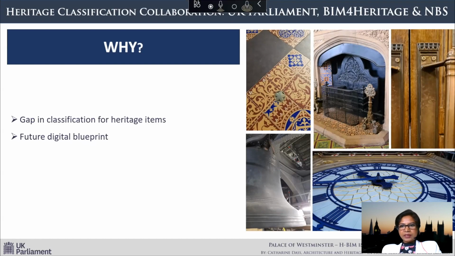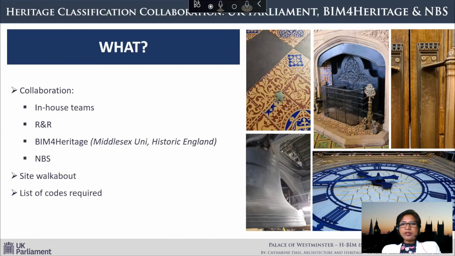I realized that there were gaps in Uniclass for heritage items, for example, encaustic tiles. I got in touch with like-minded people within the R&R program and BIM for Heritage Group, to name a few, Middlesex University and Historic England, and we looked at what was missing. I used the Palace of Westminster as an example, as we needed a solution now.